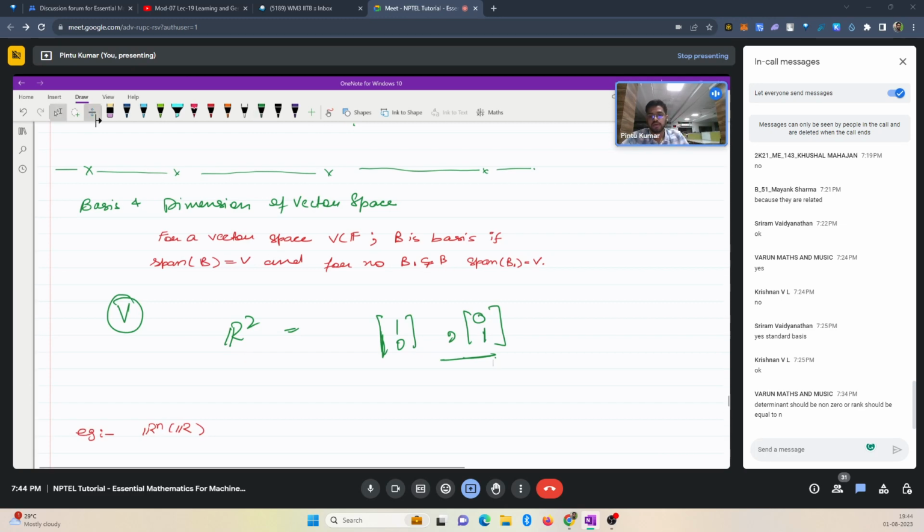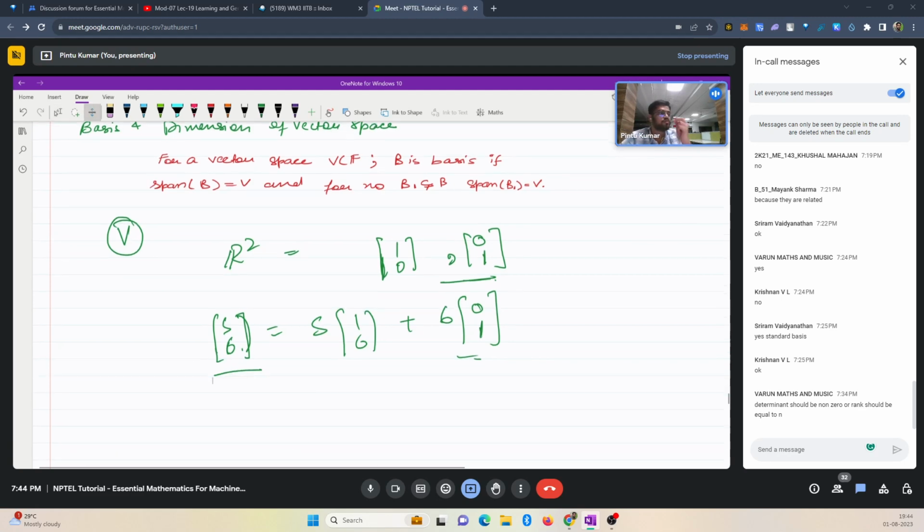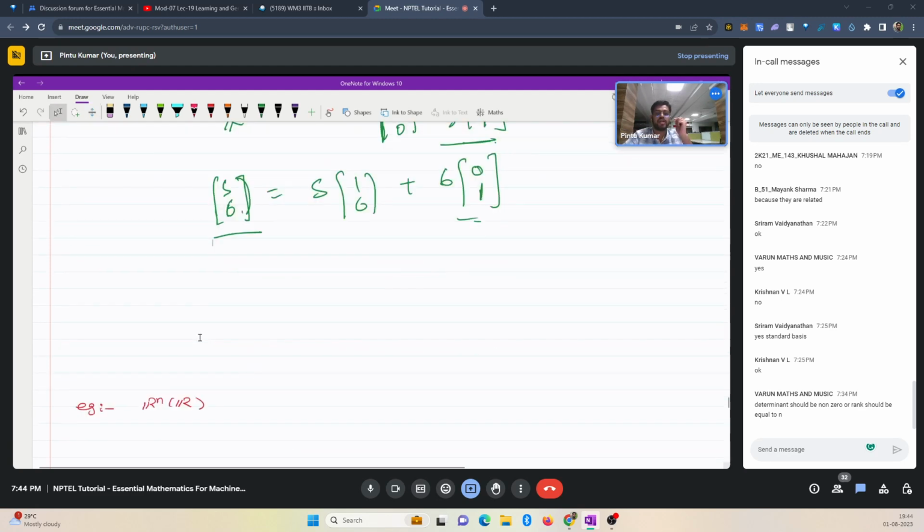For example, I'll show you an example. Let's say you have some 5 comma 6, then you can just take 5 times 1 comma 0 and 6 times 0 comma 1, right? So by this linear combination, you can generate any element in R2, right? So this is the first property of a basis. What we want is a smallest set so that we can generate all elements in that particular vector space.